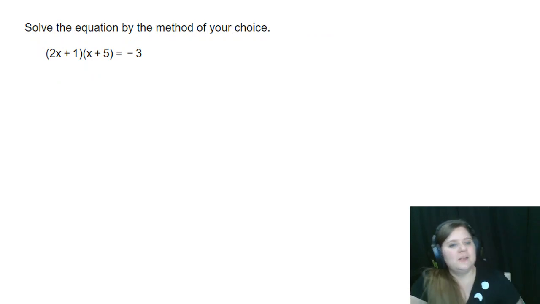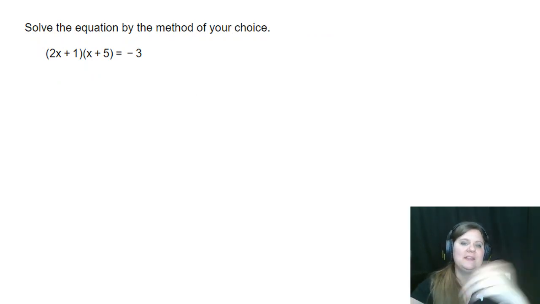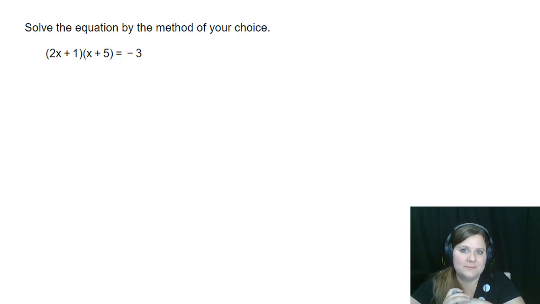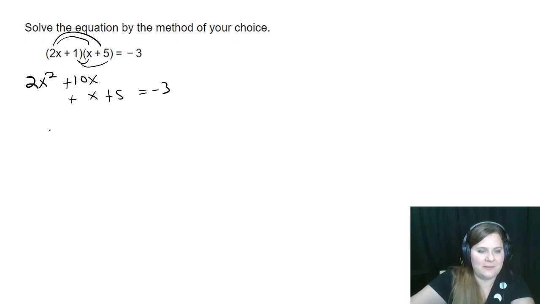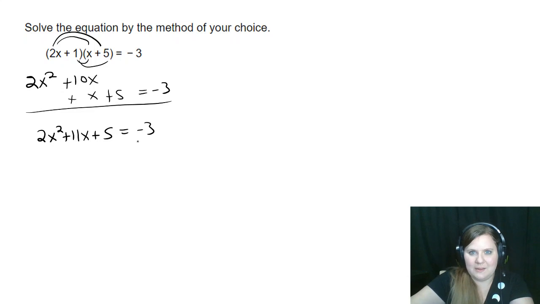Okay. Try solving this by any method that you like. All right, so first, you have to FOIL out the left side. So I have first is 2x squared, outside is 10x, inside is x, and last is 5, and it still equals negative 3. So 2x squared plus 11x plus 5 equals negative 3.